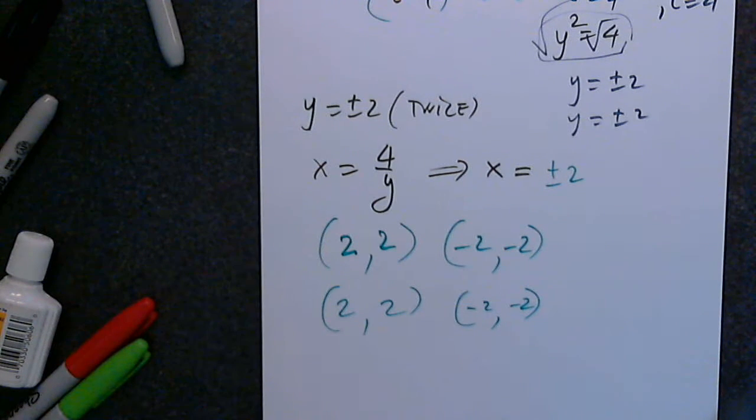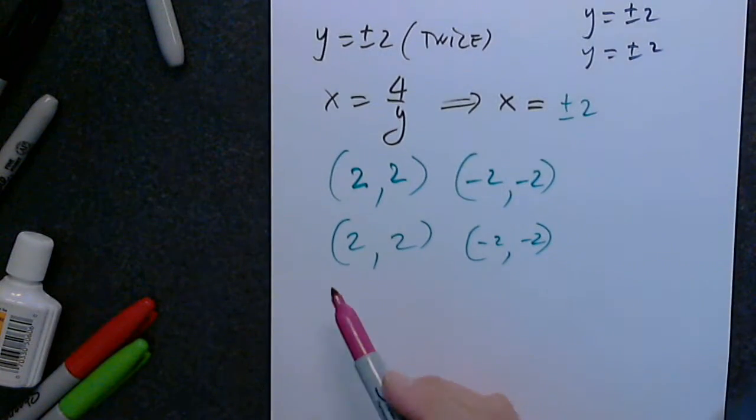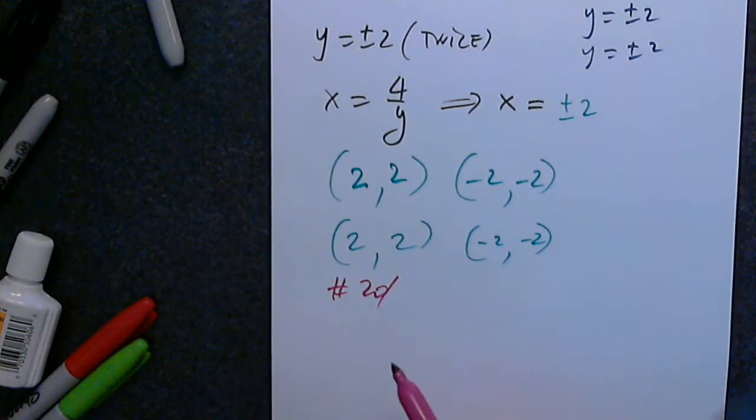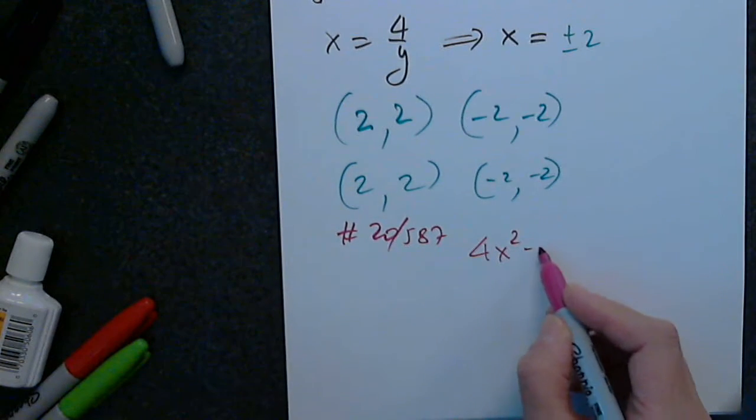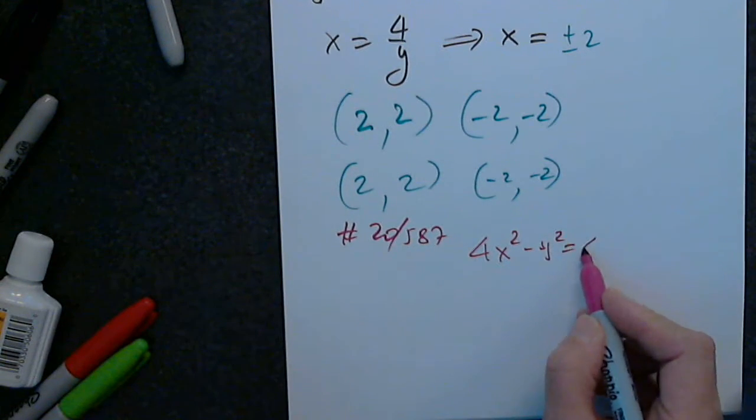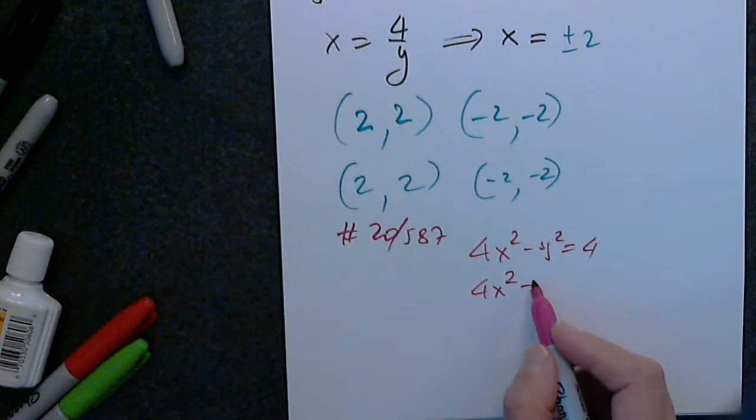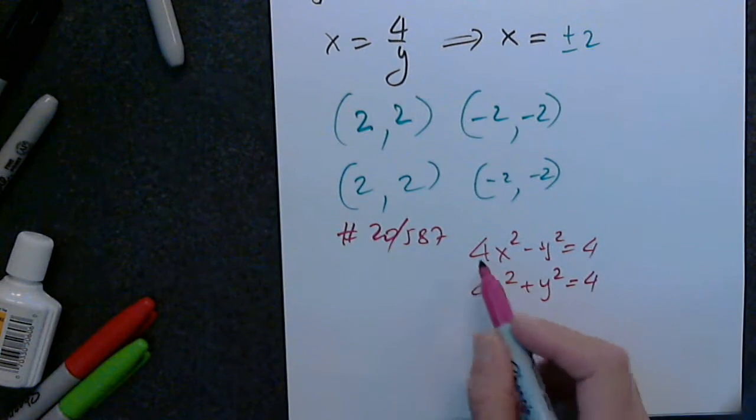Okay, so let's take a look. Let's start with problem 20 on the same page, 587. And then we can look at word problems. 4x squared minus y squared equals 4, and 4x squared plus y squared equals 4.